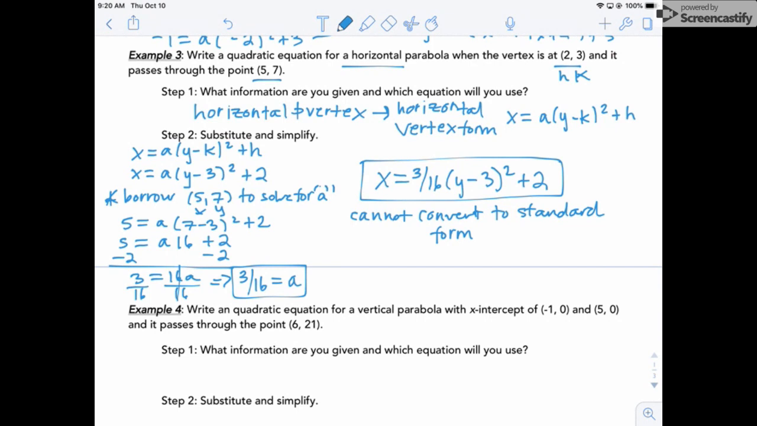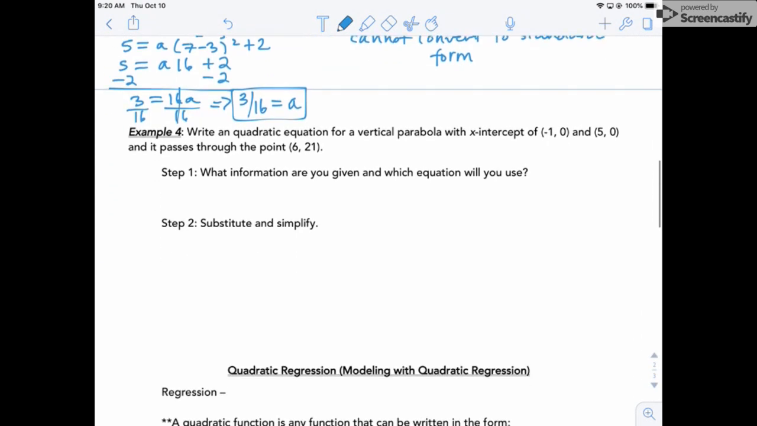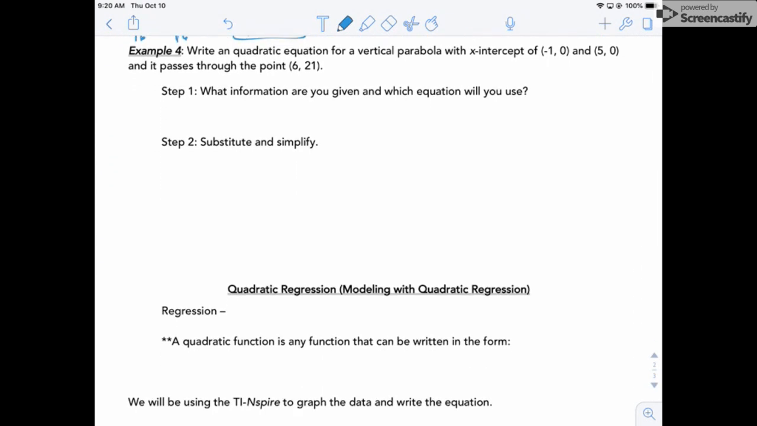All right, we have one more example to do. So go ahead and flip it over to example 4. Example 4 says to write a quadratic equation for a vertical parabola with x-intercepts of (-1, 0) and (5, 0). So that means p is equal to -1 and q is equal to 5. And it passes through the point (6, 21).